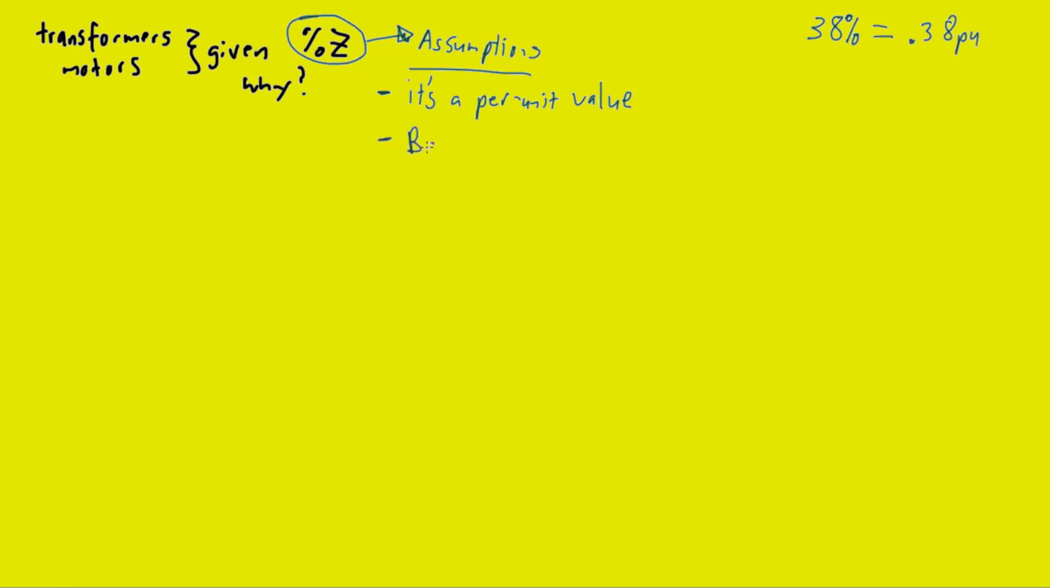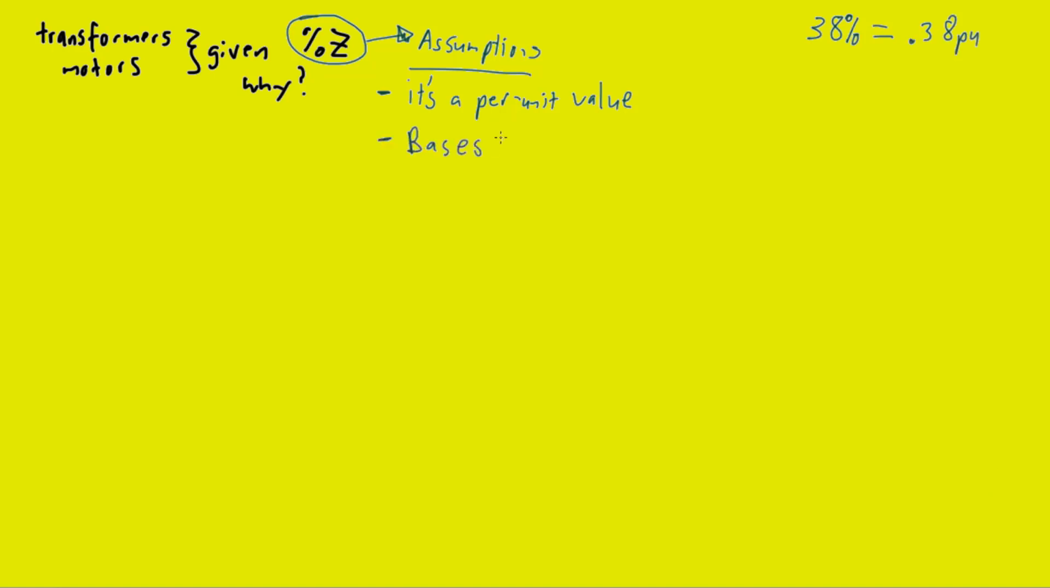When providing impedance as a percentage, there are some assumptions being made that you, as the electrical engineer, are expected to understand. Well, what are those assumptions? The first assumption is that as a percentage value, this is actually being represented as a per unit value. So if, for example, a 38% value was given, what that nets out to in a per unit value is 0.38 PU.